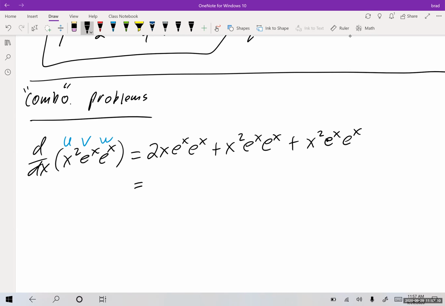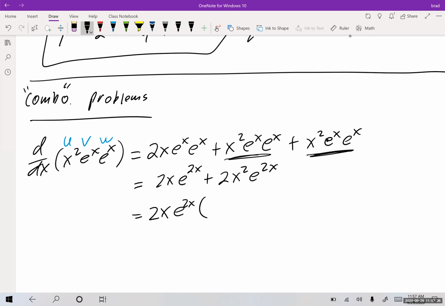Now we see that we have 2x e to the 2x, since e to the x times e to the x is actually e to the 2x, plus x squared e to the 2x plus, well, actually, I could add these up, right? This is x squared e to the 2x, and this is x squared e to the 2x. So this would be 2x squared e to the 2x. Now, what do they have in common? They have a 2, they have an x, and they have an e to the 2x in common. And that would leave behind 1 plus x.